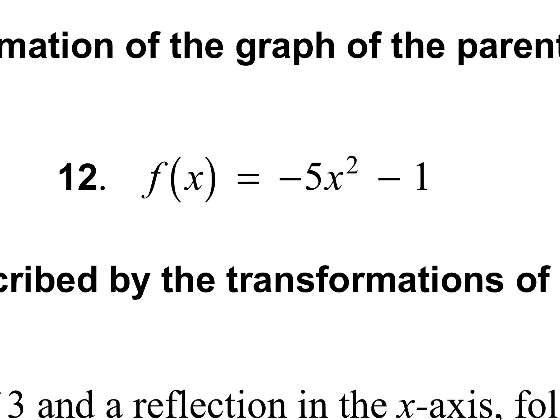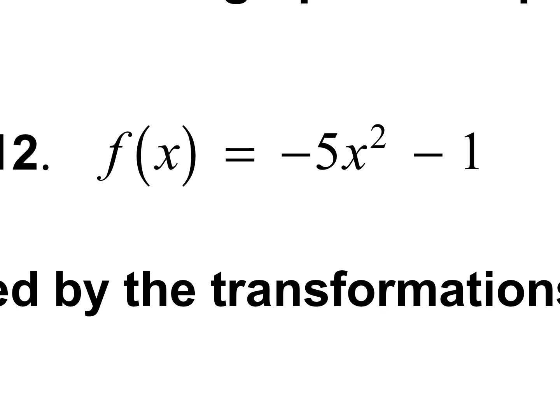Let's do number 12. So here, remember, each of these is a separate transformation. So that negative that's being multiplied to the x squared, and the 5 are 2 different things. When we multiply x squared by a negative, is this the inside or outside? Outside. When there are no parentheses, it's on the outside. So a negative on the outside means what? A reflection on which axis?